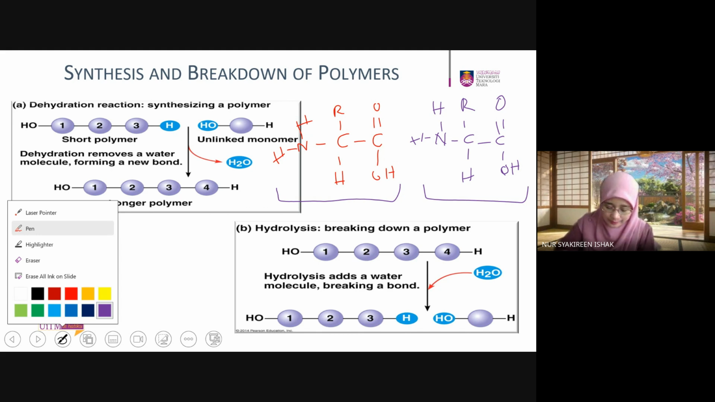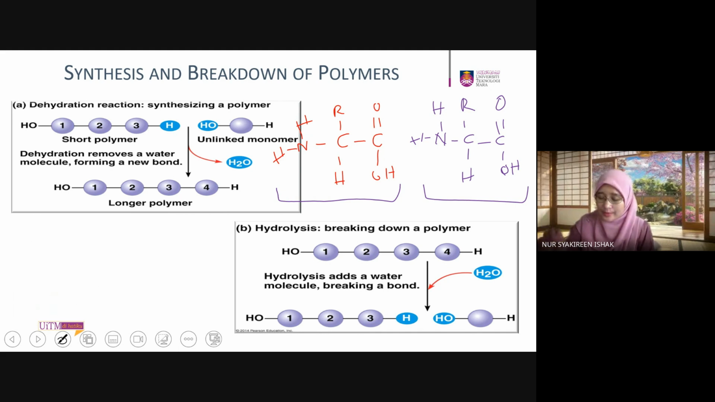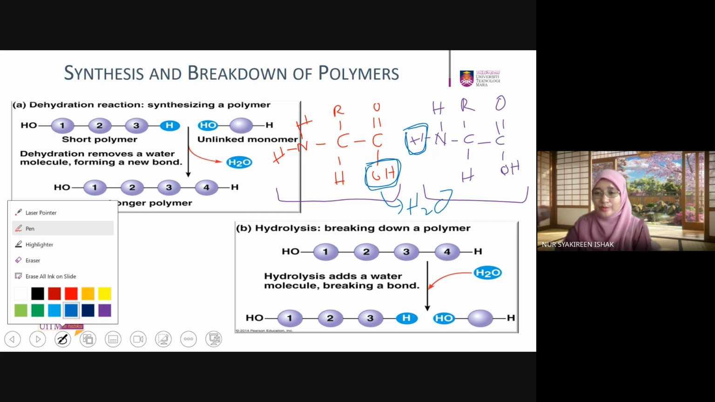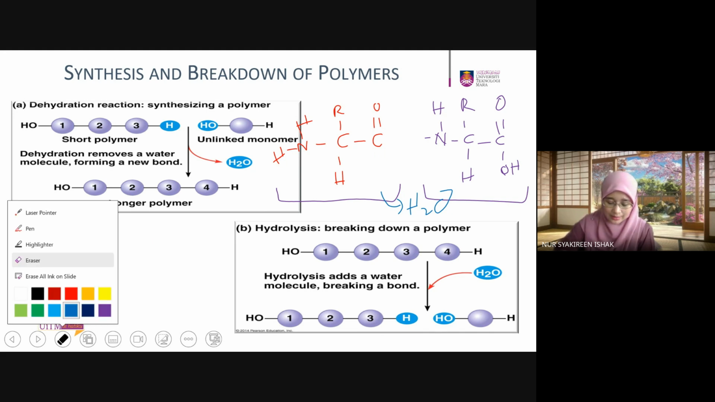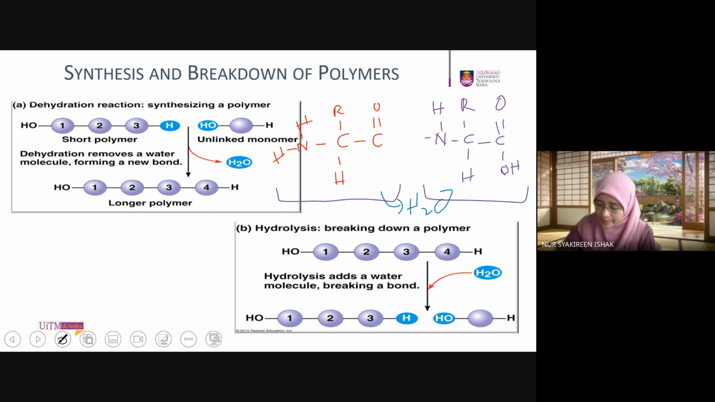If you look at the molecule properly, what does the reaction involve? It removes a hydroxyl group, the OH from the carboxyl group, and also a hydrogen atom from the amino group of another monomer. You remove OH and a hydrogen atom, and it becomes a water molecule. Once you remove them to form a water molecule, you form a covalent bond between the monomers.